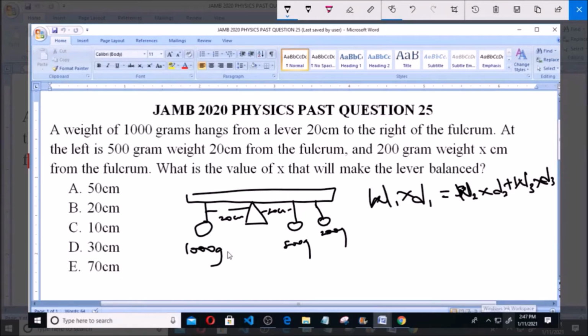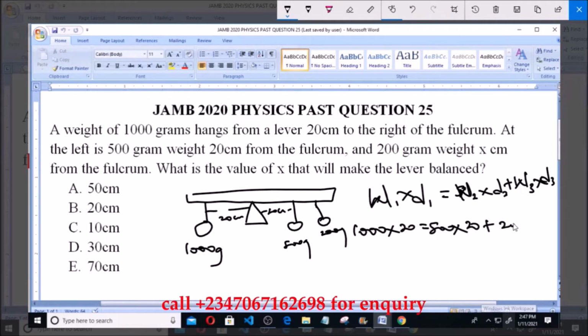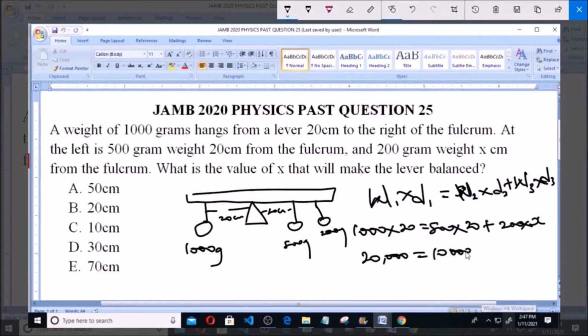We have w1 to be 1000, so that will be 1000 multiplied by d1, which is 20, is equals to w2, which is 500, multiplied by d2, which is 20, then plus w3, we said it is 200, now multiplied by x, which we don't know, that is the d3. Now 1000 times 20 will give us 20,000. So 20,000 is equals to 500 times 20, which will give us 10,000, plus 200 times x, which will give us 200x.